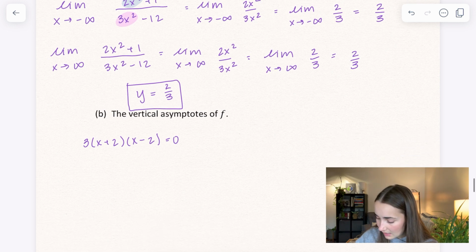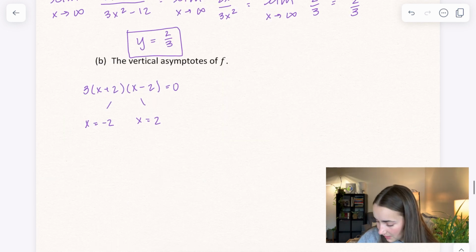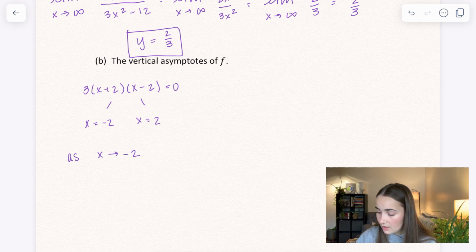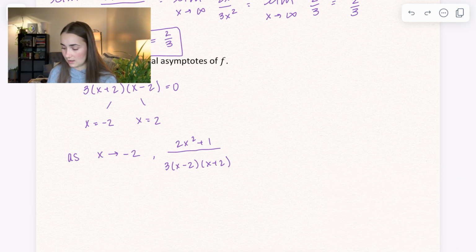So when I do that, I get two values. I get x equals -2, and I get x equals +2. And we want to look at what happens at those two values. So let's go ahead and take our function. As x goes to -2, our function 2x squared plus 1 over, and I'm going to write our simplified version, x minus 2, x plus 2. We want to talk about what it approaches.